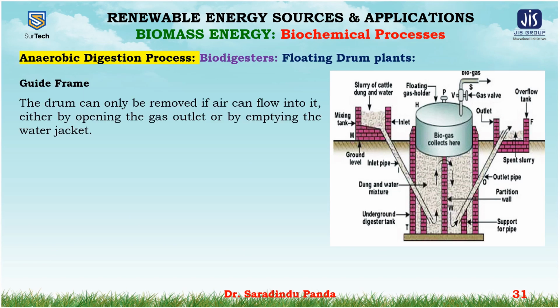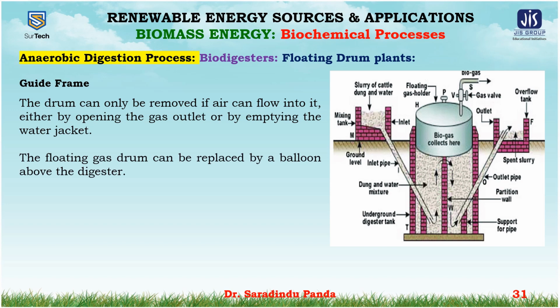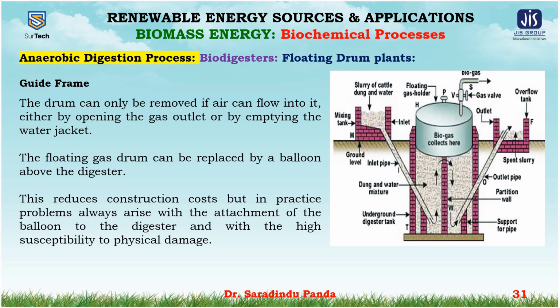The drum can only be removed if air can flow into it, either by opening the gas outlet or by emptying the water jacket. The floating gas drum can be replaced by a balloon above the digester. This reduces the construction cost, but in practice problems always arise with the attachment of the balloon to the digester and with the high susceptibility to physical damage.